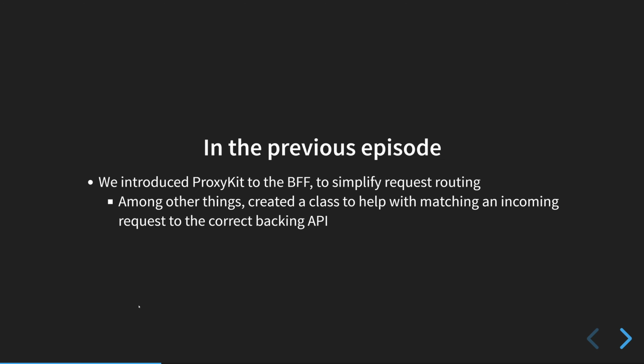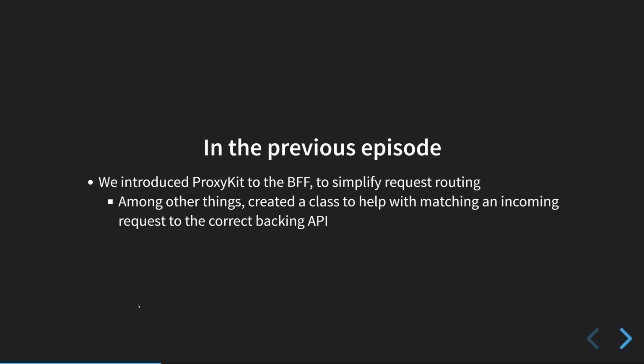So in the previous episode, we introduced ProxyKit to our backend for frontend in order to simplify the request routing. But while we did that, among other things, we created a new class to help with matching the incoming requests to the correct backing API. This class will run in all requests, so it's important for it to be as performant as possible.